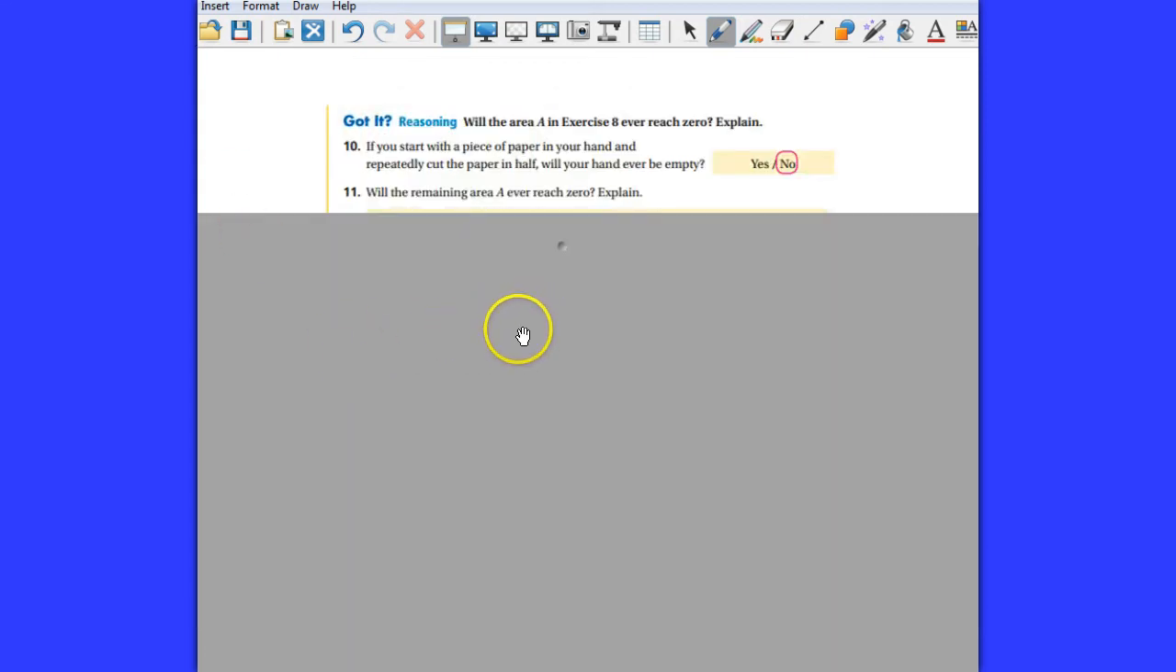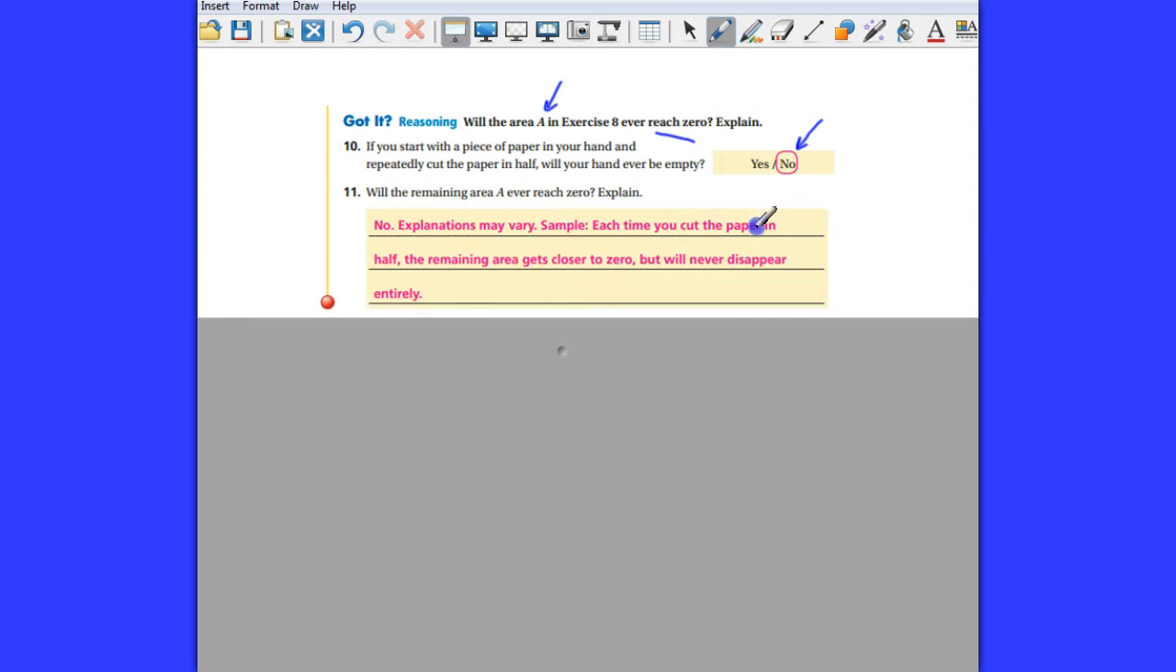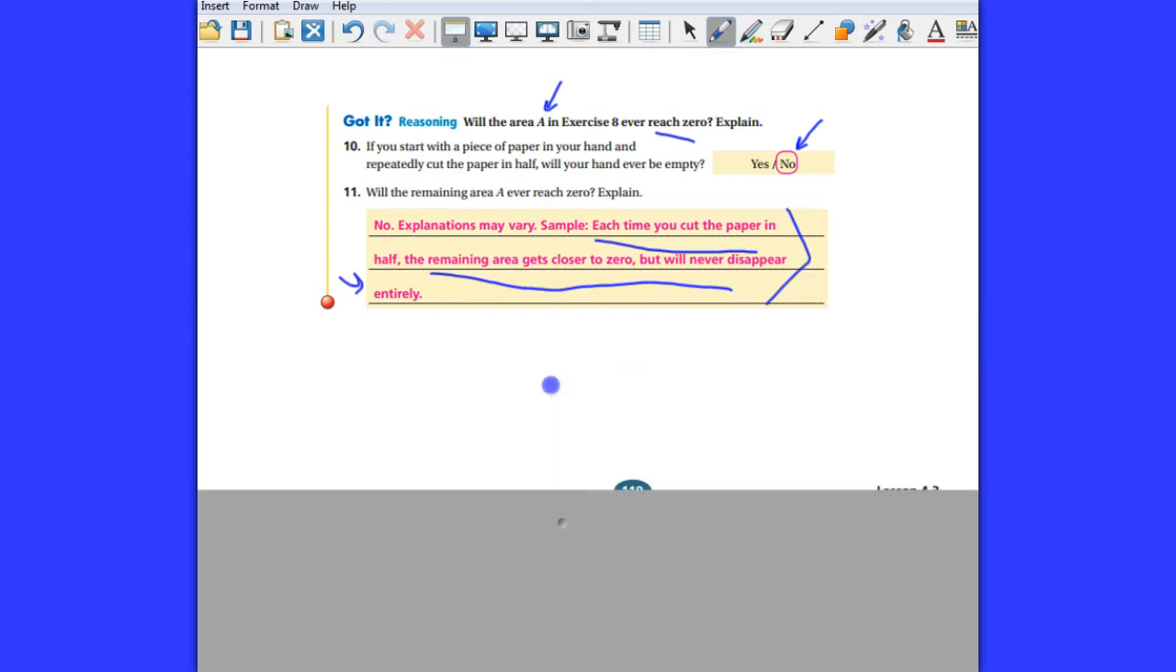Okay, moving on down to number 10, it says, will the area A in exercise ever reach 0? Well, technically no. But like I said, it would get so small we wouldn't be able to cut it. Technically you can't. If you cut something in half, you have something remaining, though it might be too small for us to measure. The literal answer for 10 would be no. Okay, why? Well, take a minute and write your own explanation. But every time you cut the paper in half, it gets closer to 0, but it never entirely disappears. So you can write that explanation on your paper there.